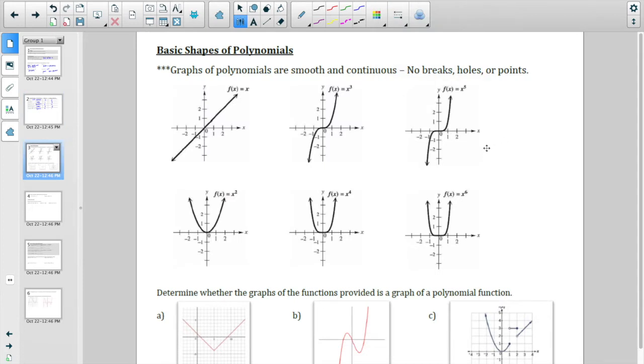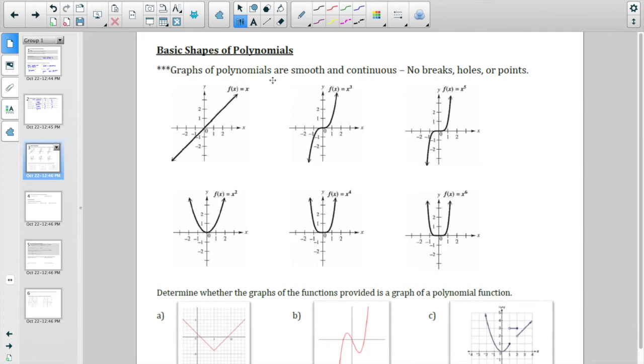So on this next part, nothing to write down, just to look at and talk about. Graphs of polynomials are smooth and continuous. There are no breaks, holes, or points. So we're looking for things that are smooth and continuous. We have a line. Here's our linear. This next one, going down, is a quadratic function. Then we have a cubic function. We have a quartic function. We have something that's raised to the 5th power and to the 6th power. And you'll notice they have some commonalities that we're going to talk about. With the even powers, notice as the power increases, it kind of flattens out at the bottom.